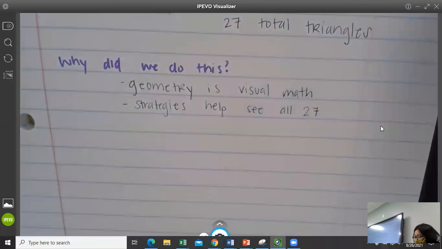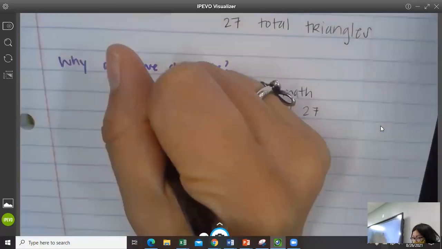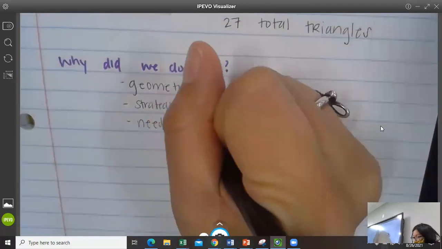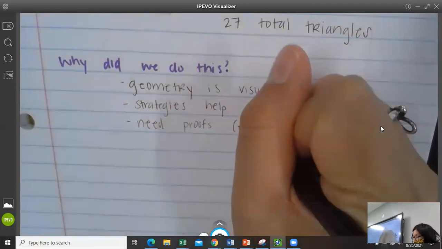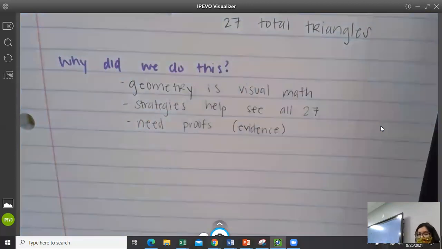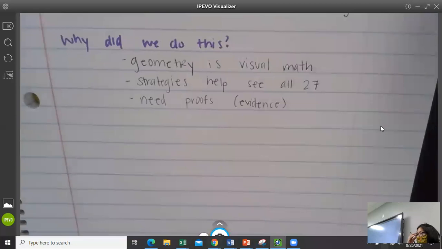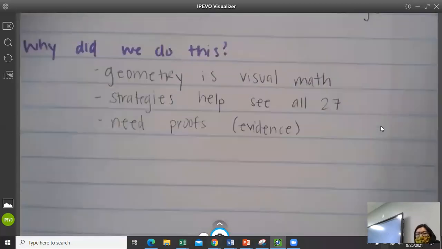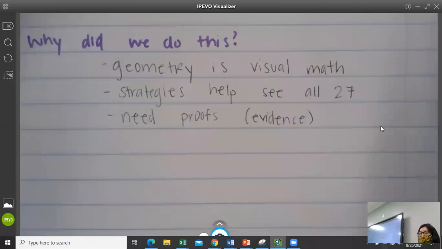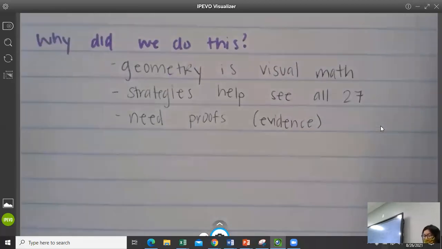And then hopefully this gets you to realize why we need proofs, because we're going to be doing proofs in here. Proofs is like evidence, just in a very mathematical way that other people could understand what you're doing. So that's why we do this. It's to introduce you to geometry, basically. So you can see it's a visual math. Hopefully you are noticing that you had to use some strategies. And then hopefully to get you to realize why we need proofs. Why you need to know for sure something is the way it is.